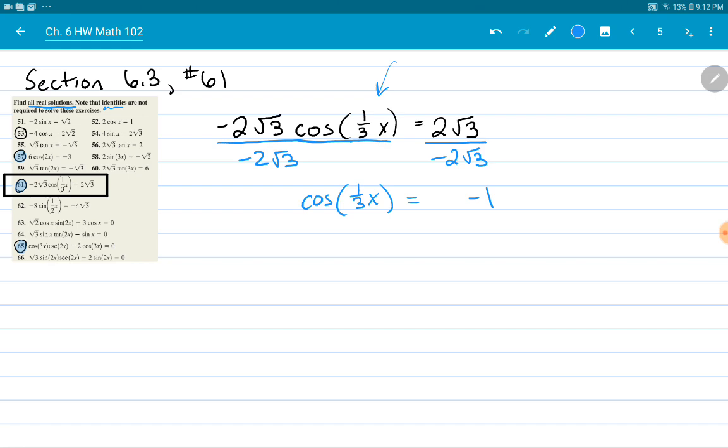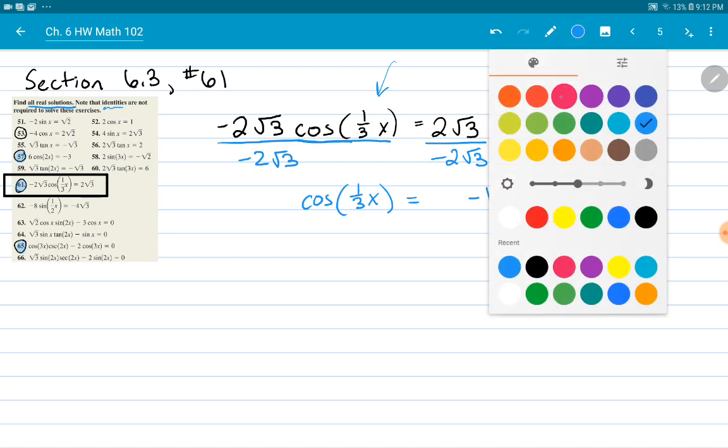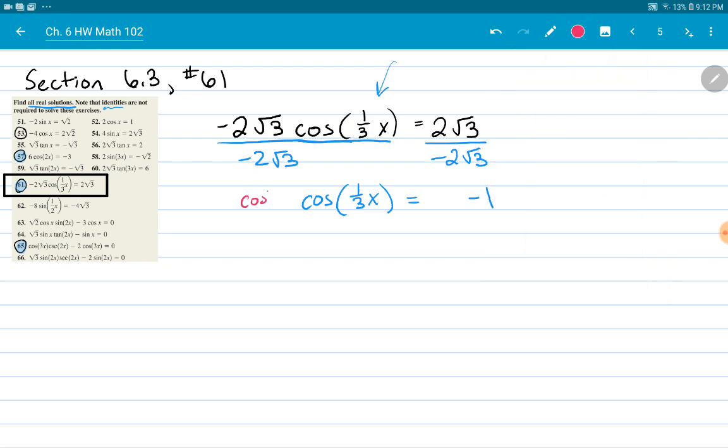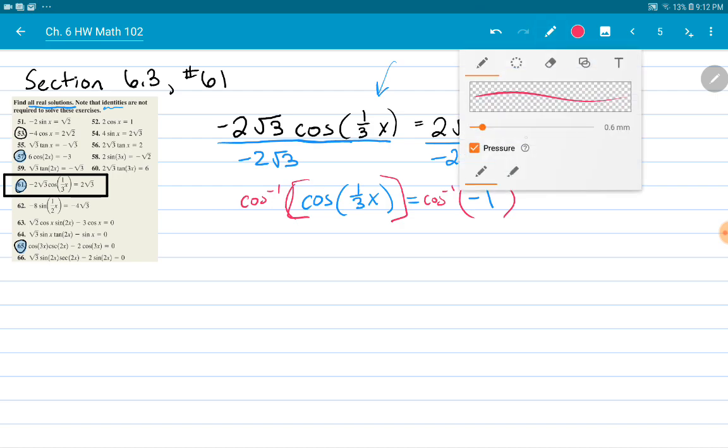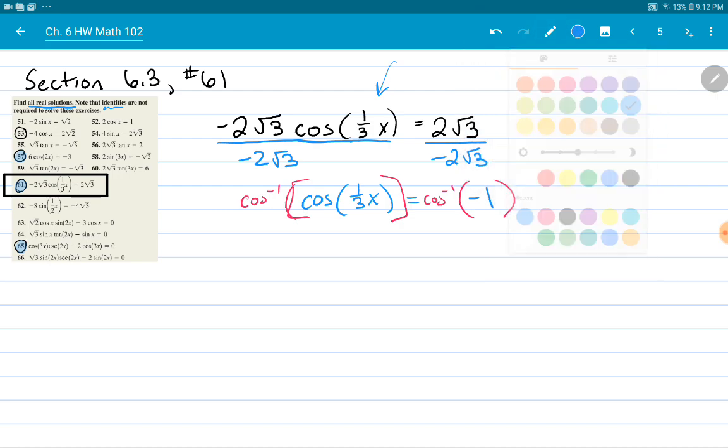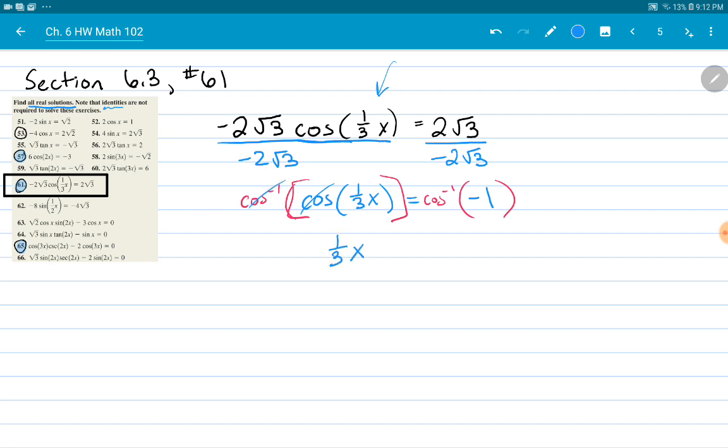Now to get rid of the cosine and get that 1/3 x by itself, I will take the cosine inverse of both sides. And cosine inverse of -1. On the left, those cosines will cancel, and I am left with just that 1/3 x. And that's how I get that 1/3 x out of the cosine. And on the right, cosine inverse of -1.